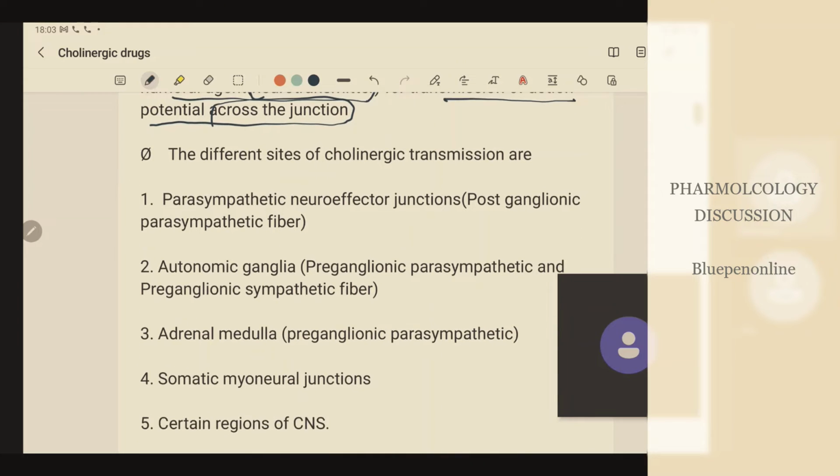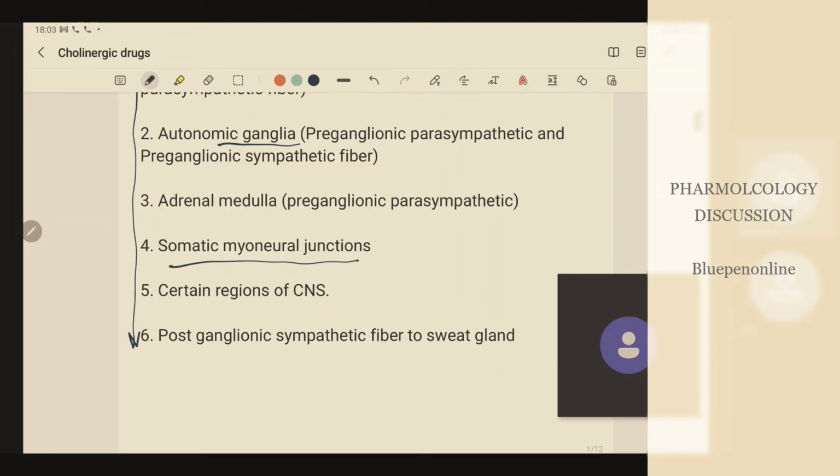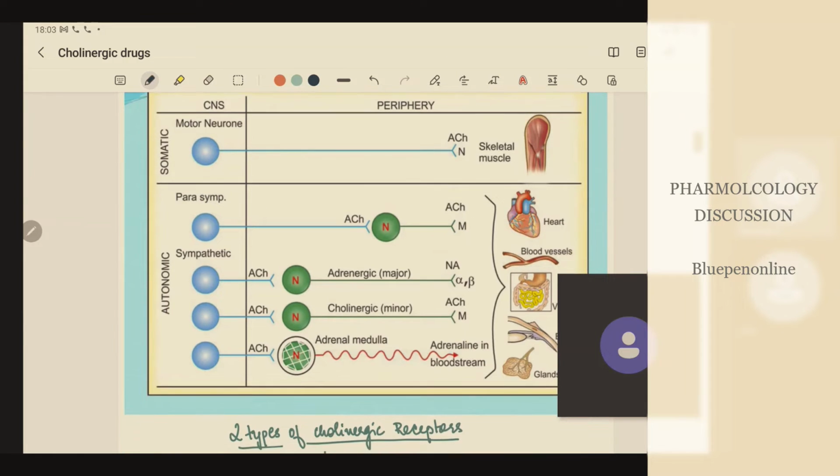To make this simple for you, what are the different sites? There are so many sites. You have a parasympathetic neuroeffector junction, you have an autonomic ganglia, then you have somatic myoneural junctions. Just to simplify where all you get acetylcholine in the body, there is a diagram here. When we start with somatic, you have a motor neuron, say your median nerve or your ulnar nerve. It goes till your skeletal muscle, correct? So how does it reach? When the nerve reaches, what neurotransmitter goes through? It is the acetylcholine.